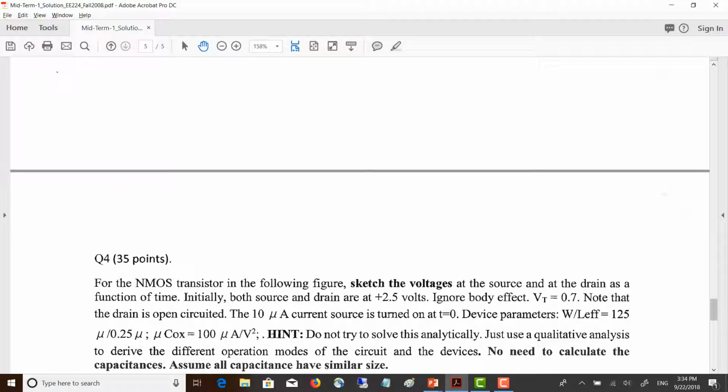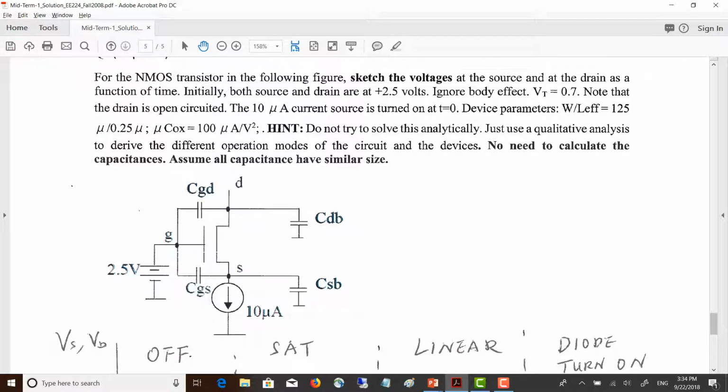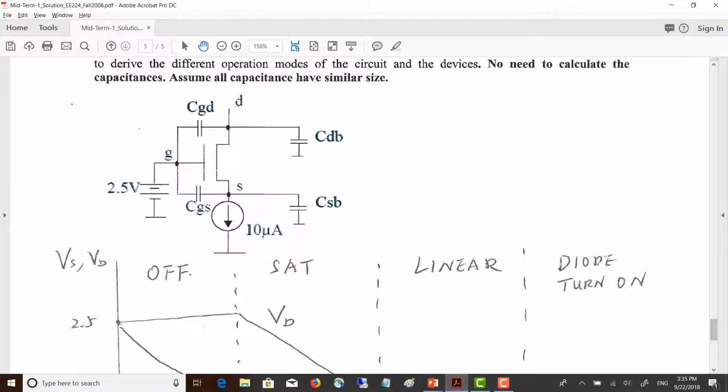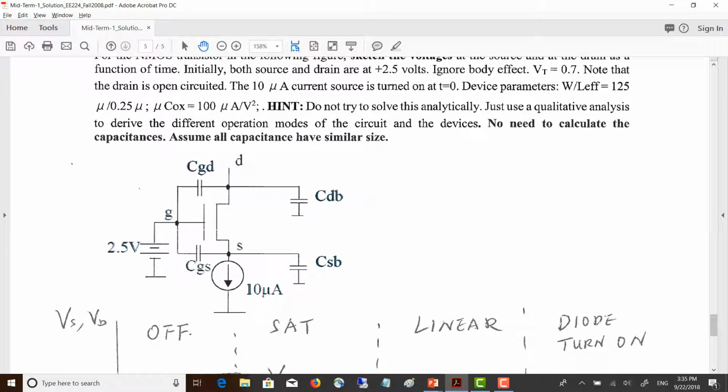Now let me go to the last question. This question indeed is not easy. But I still try to give score if you sketch something giving the right direction. Right? So the largest hint here is just saying that no need to calculate the capacitance. Assume all capacitance have similar size, right? So that means when you're discharging them, they take the similar time. My purpose is just to tell you that no need to do any calculation.